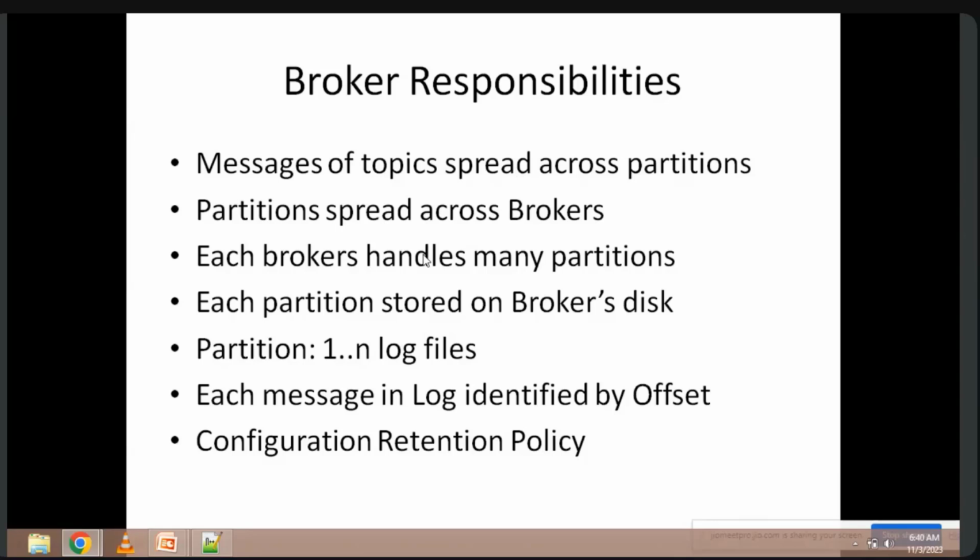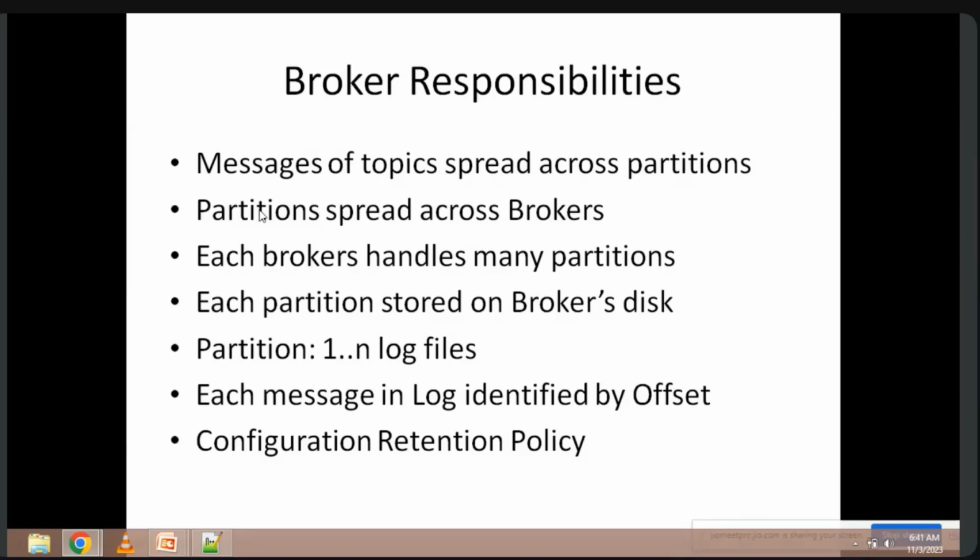So the first one is that messages of the topic are spread across partitions. We know that partitions are nothing but they are the part of the topic. So a topic will be divided into multiple partitions, and those partitions will be distributed across multiple brokers. That we know. But when the message comes from the producer, which broker it will go to is decided by the broker, and that is the responsibility of the broker only.